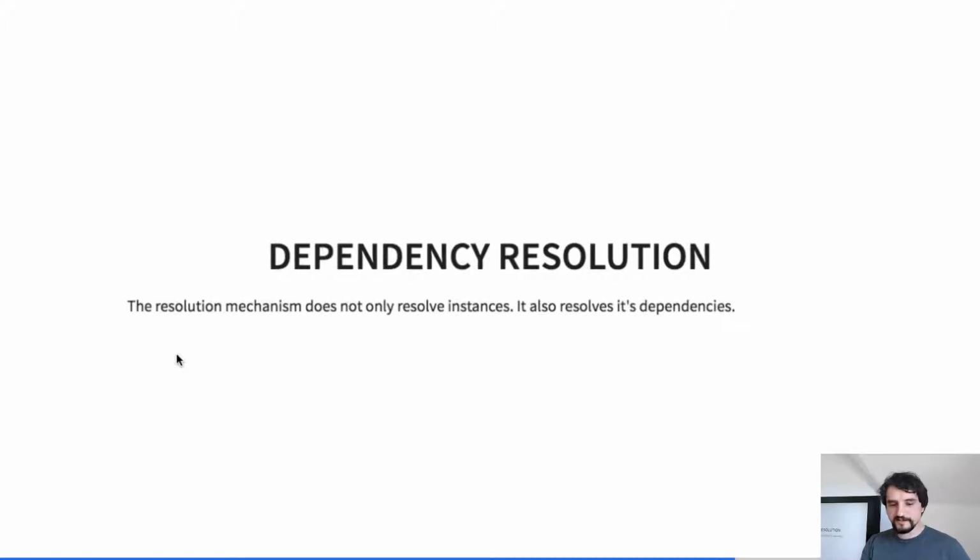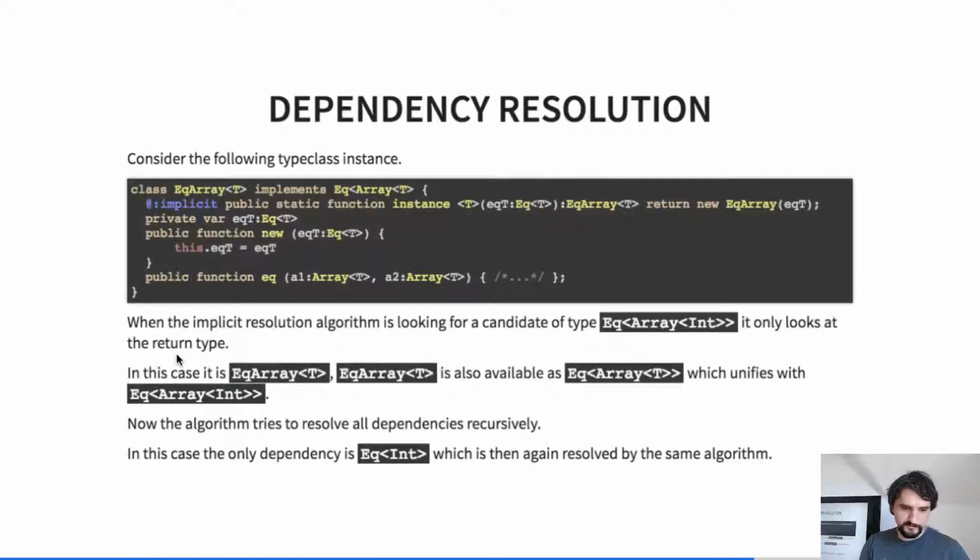Okay, yeah, that's actually something we already talked about. It's about the dependency resolve, meaning how this works, the resolution stuff. And this is just an example. For this, you have an implicit, in this case, an equal implementation for an array of T, and the instance needs a dependency to the other, the equals for the T type parameter.